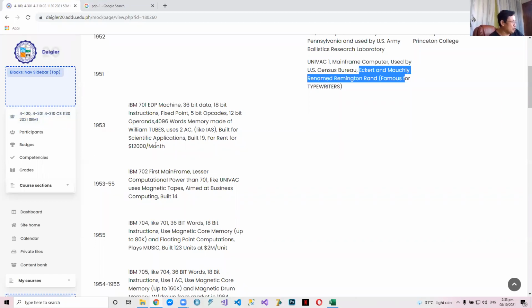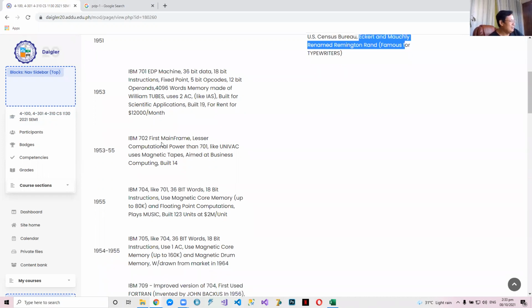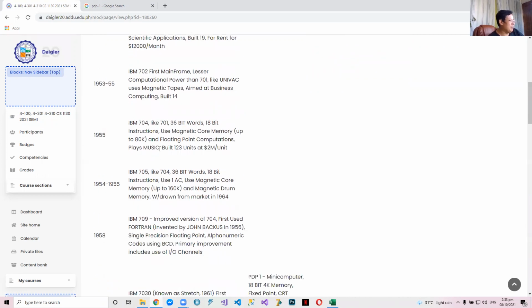Like every year, there's a new IBM. Okay, so 702, just a period of 2 years, there's another IBM. In 55, the same year, 704, it's like the 701, but this time it uses magnetic core memory, and we shall have a memory of up to 80K. Okay? So hindi na ito 12 bits, because 80K na instead of 4K. Maybe it's 14, no? 14 bits. No? It's the first computer that can play music.